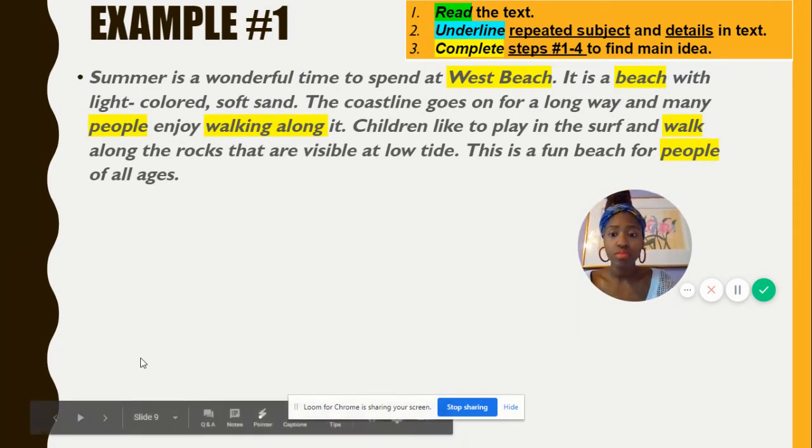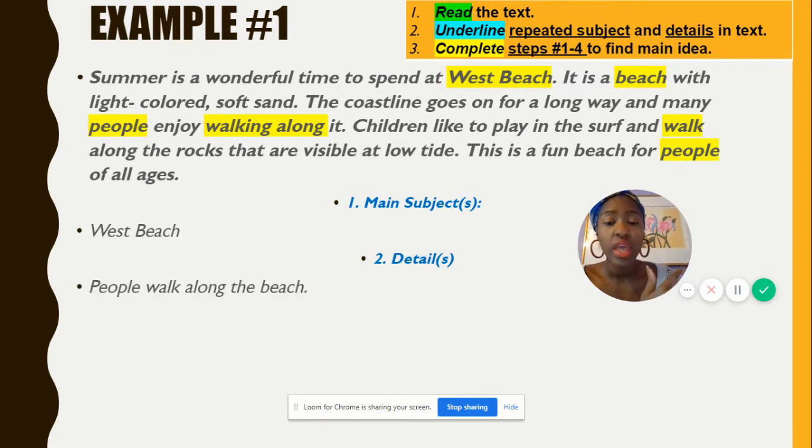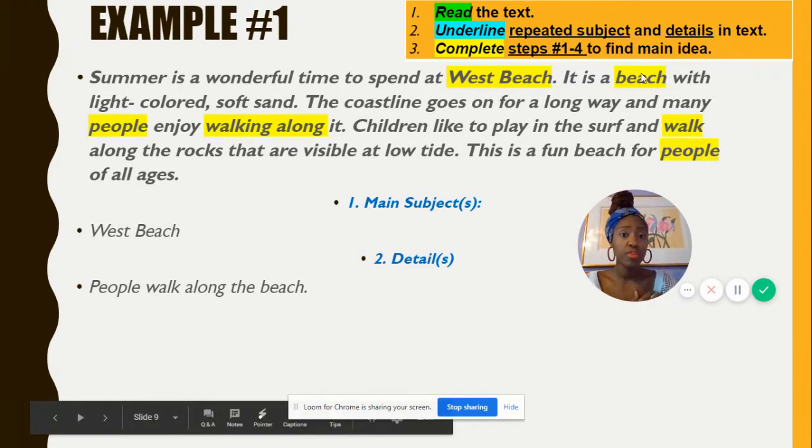So here, what is our main subject? Who or what is constantly being talked about? Well, as we see, our subject is West Beach. West Beach, all right? Now, you can also add people as well because they are talking about people. Notice how you see beach repeated more than once. Notice how you see people repeated more than once.